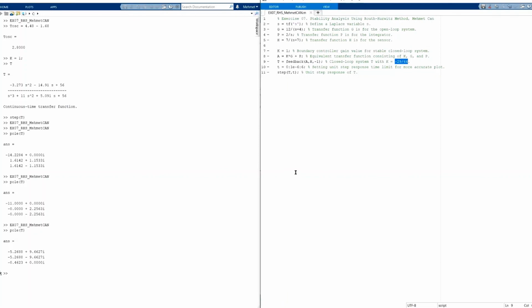Again, a complete example with calculations and a lot of discussion around it, and also the simulation to verify our calculations.